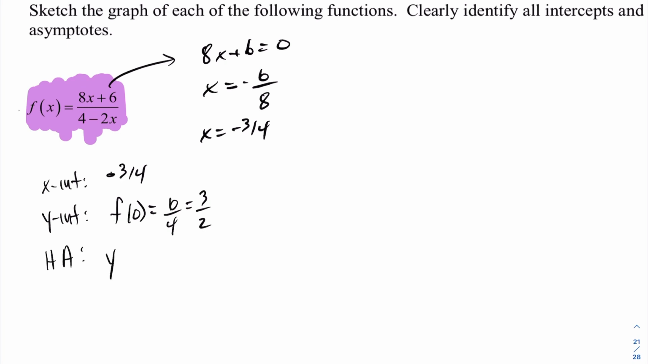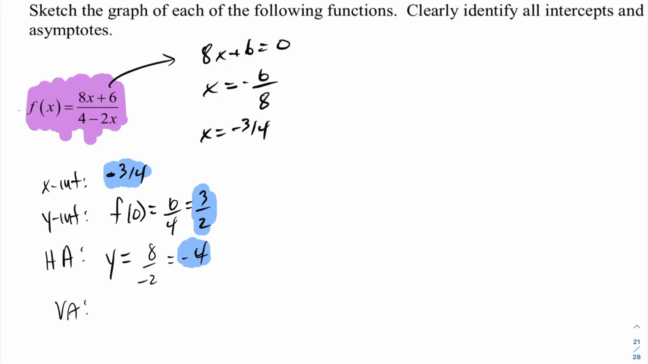The horizontal asymptote is going to be y equals the division of the leading coefficients of the top and bottom. The leading coefficient of the top is 8. The leading coefficient of the bottom is -2. Dividing out that 8 and the -2, we end up getting -4 for our horizontal asymptote. So we now have our x-intercept at -3/4, y-intercept at 3/2, and a horizontal asymptote at y = -4.